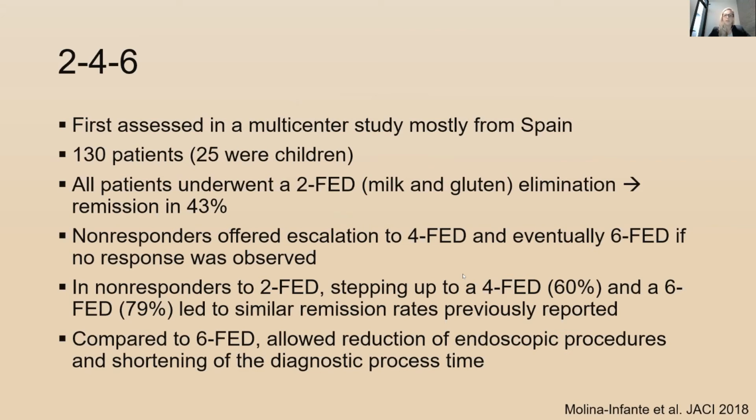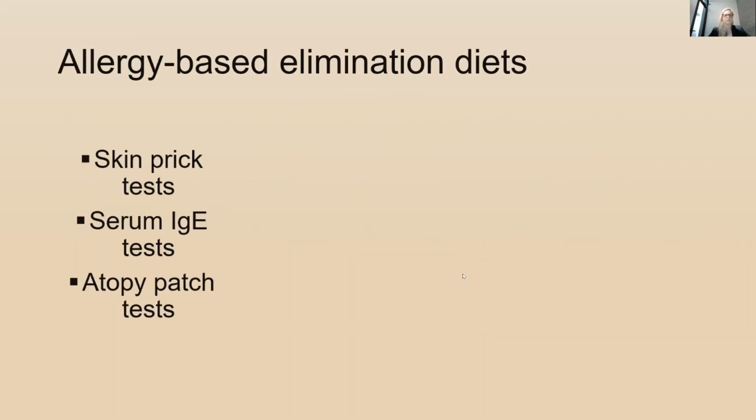But those who didn't respond were offered escalation to the 4-food elimination diet, and then eventually the 6-food elimination diet if no response was seen. In non-responders to the 2-food elimination diet, stepping up to the 4- and 6-food diets actually showed similar remission rates to what we've previously seen. And compared to the 6-food elimination diet, this allowed fewer endoscopic procedures, shortened the diagnostic time, and reduced any risks associated with the procedures or complications from the procedures.